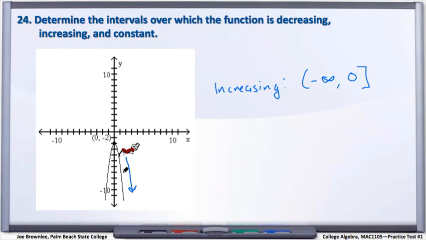And Red is walking downhill, and we said that downhill means decreasing, over the interval from 0, that's the vertex, that's where this graph turns around, and Red will continue to walk down forever out towards positive infinity. And again, at no point is Red walking on a flat surface, and so there is no constant part of number 24, this function.